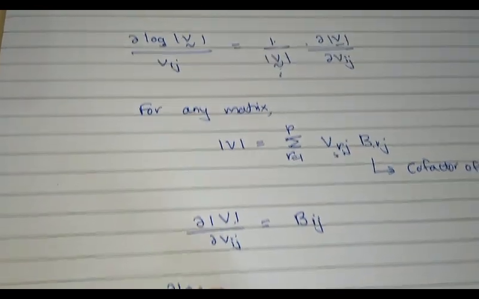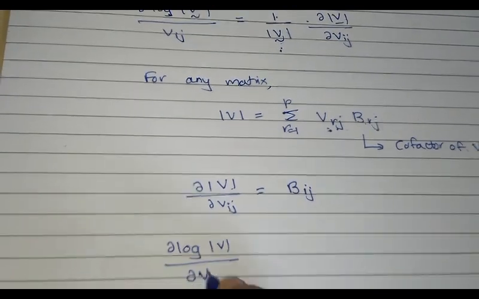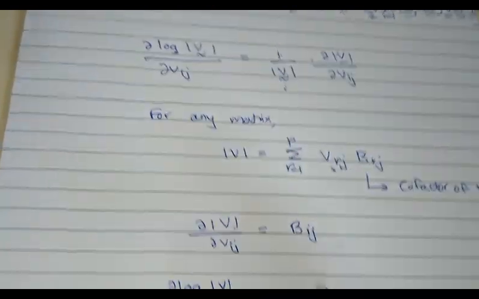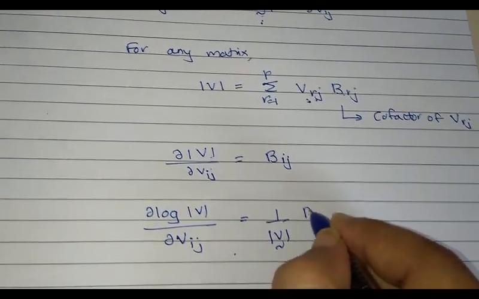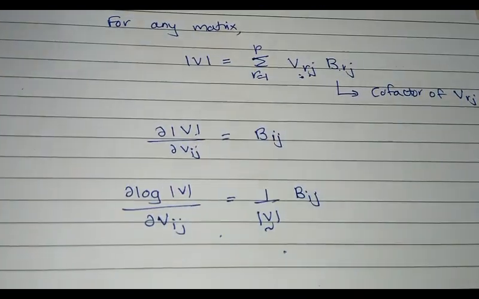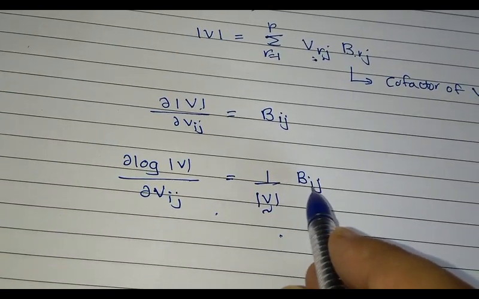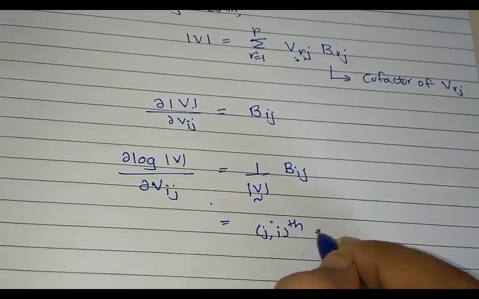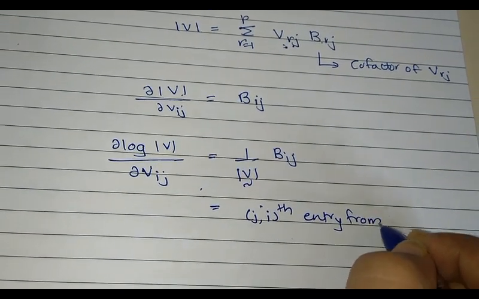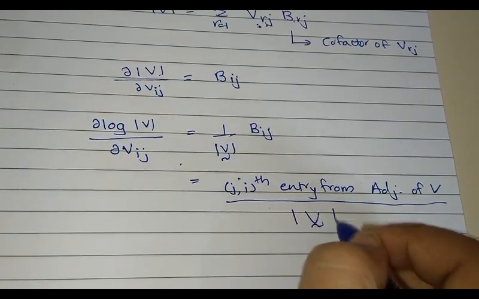So substituting it in this, what I get is dabba log V upon dabba Vij as 1 upon determinant of V into cofactor of ijth entry. And this is nothing but ijth cofactor. So this is actually jith entry from adjoint of V divided by determinant of V.